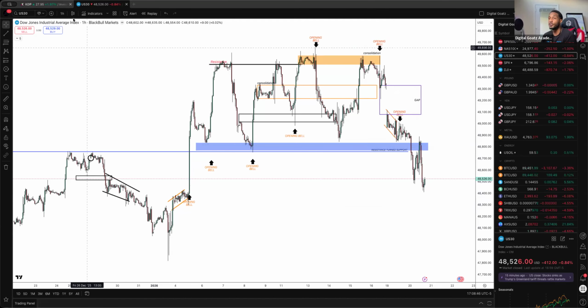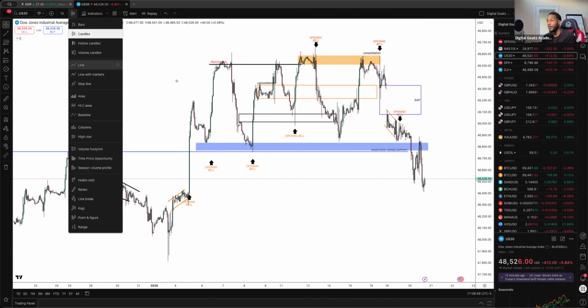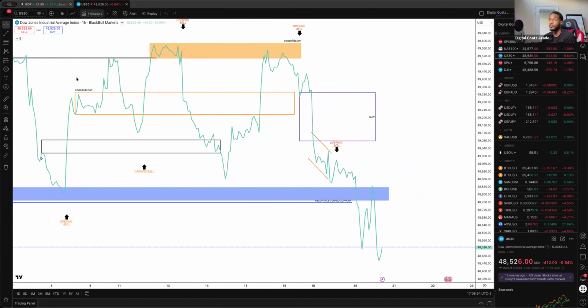So again, I've always talked about turning it to a line chart to make it simple. The reason why you want to turn it to a line chart is because that's the true form of structure.